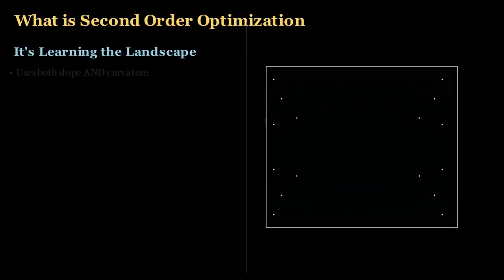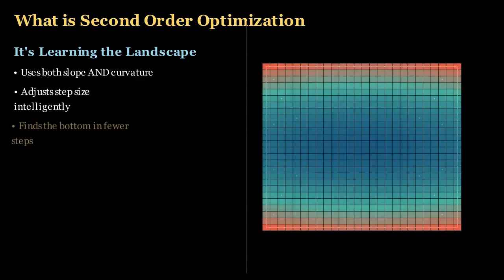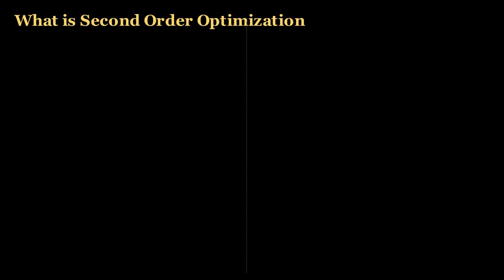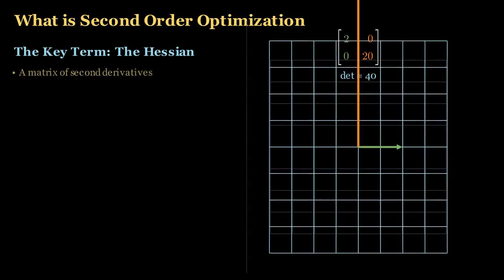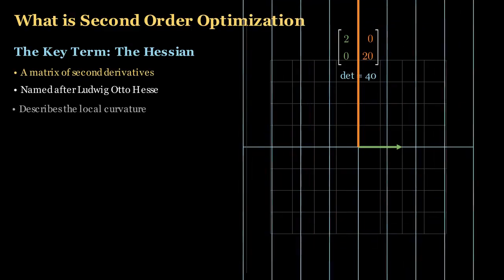We saw gradient descent zigzag. Second-order optimization fixes this by not just seeing the slope, but also how the slope itself is curving. It's like knowing the shape of the whole bowl, not just the tilt under your feet. The tool for this is called the Hessian.